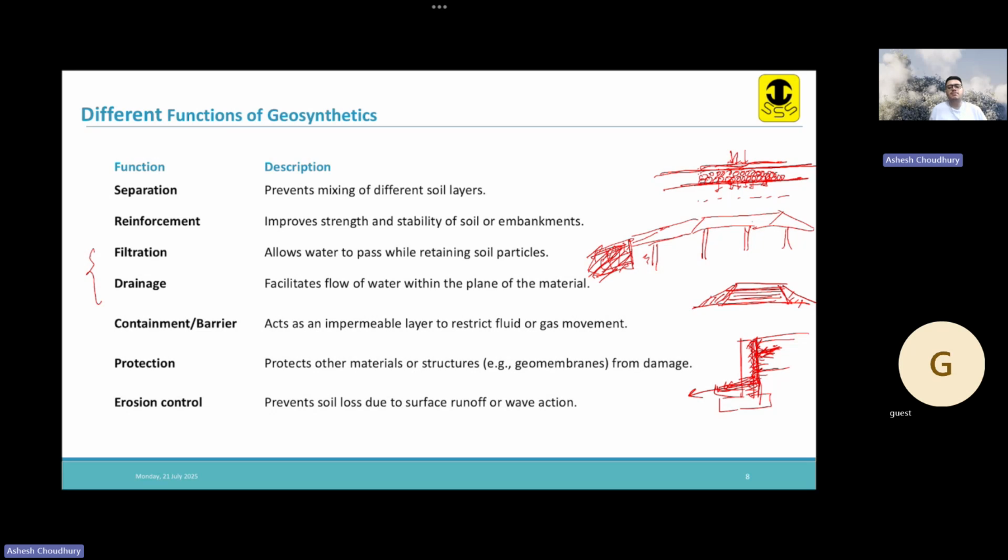Now next we have containment or barrier, which acts as an impermeable layer to restrict fluid or gas movement.